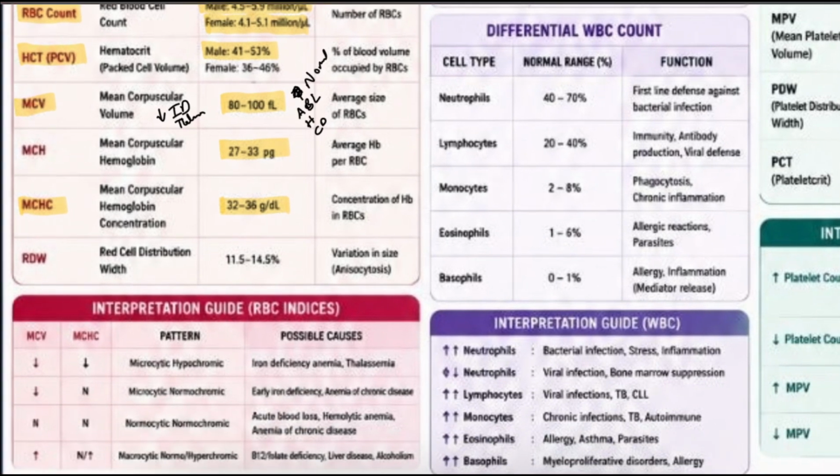Next we have another one, RDW. RDW means red cell distribution width. It measures variation in RBC size. Normal is 11.5 to 14.5. In interpretation, if RDW is increased, that means different sized RBCs are there. Mostly we can see different sizes of RBC in iron deficiency anemia and mixed anemia.